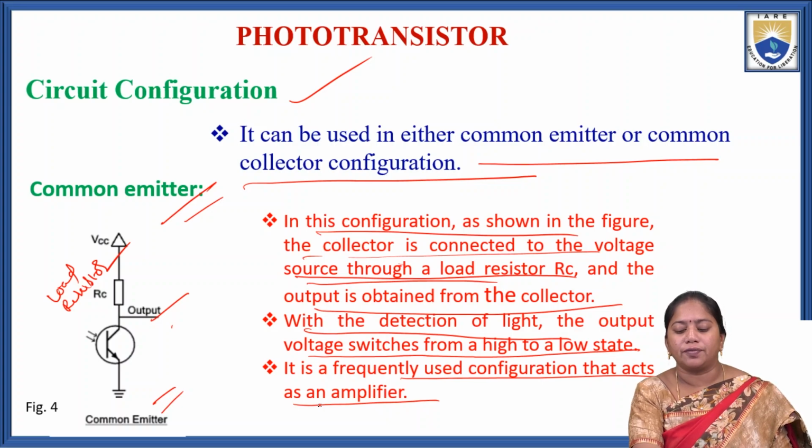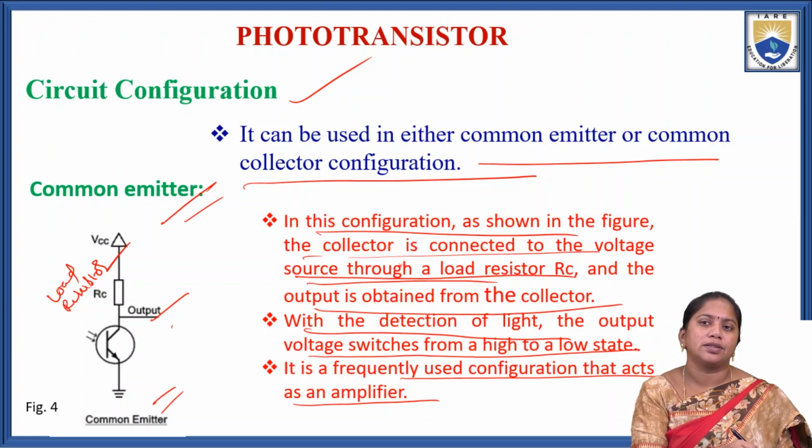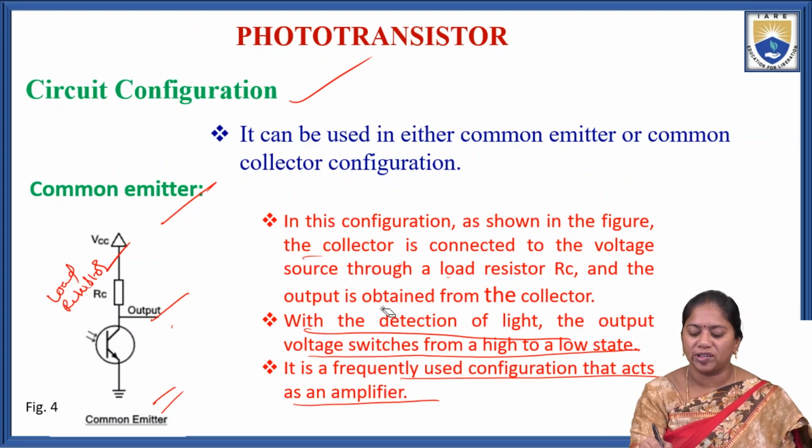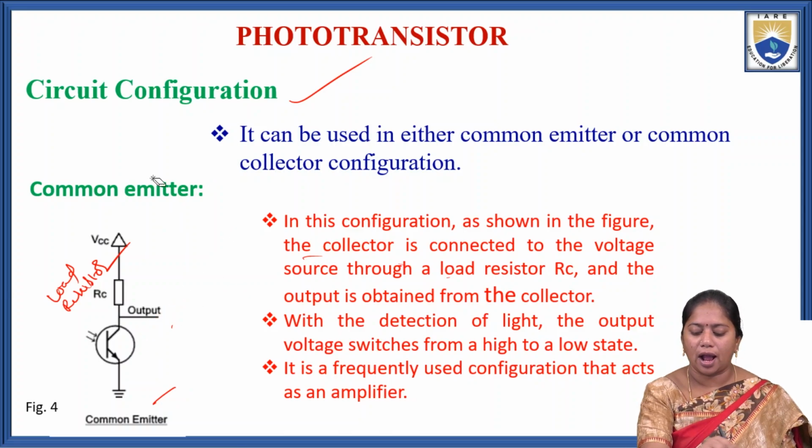In this configuration, the collector is connected to the voltage source through the load resistor RC, and the output is obtained from the collector. With the detection of the light, the voltage switches from high to low state. It is a frequently used configuration for the amplifier.